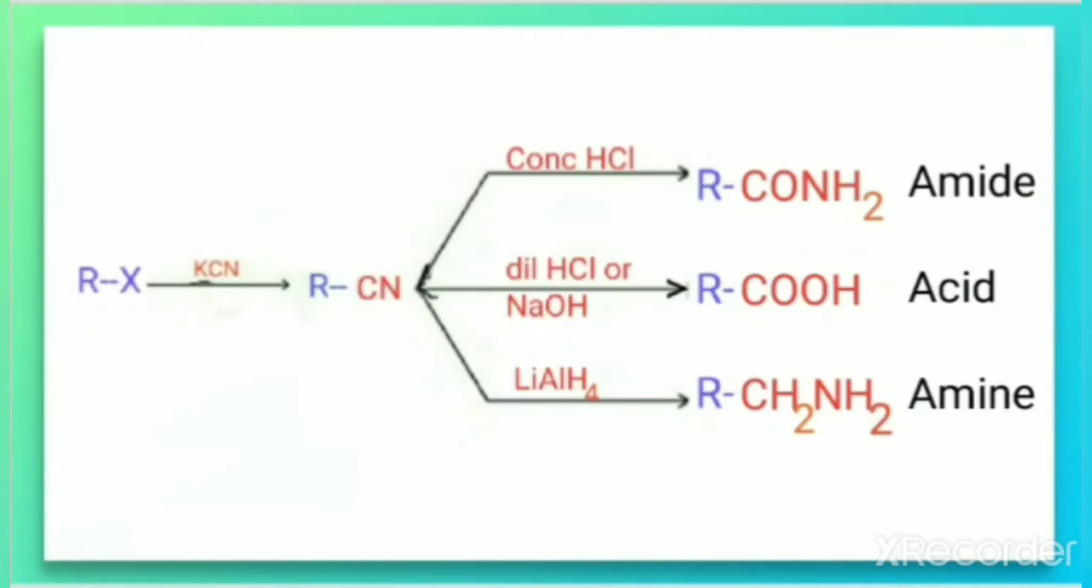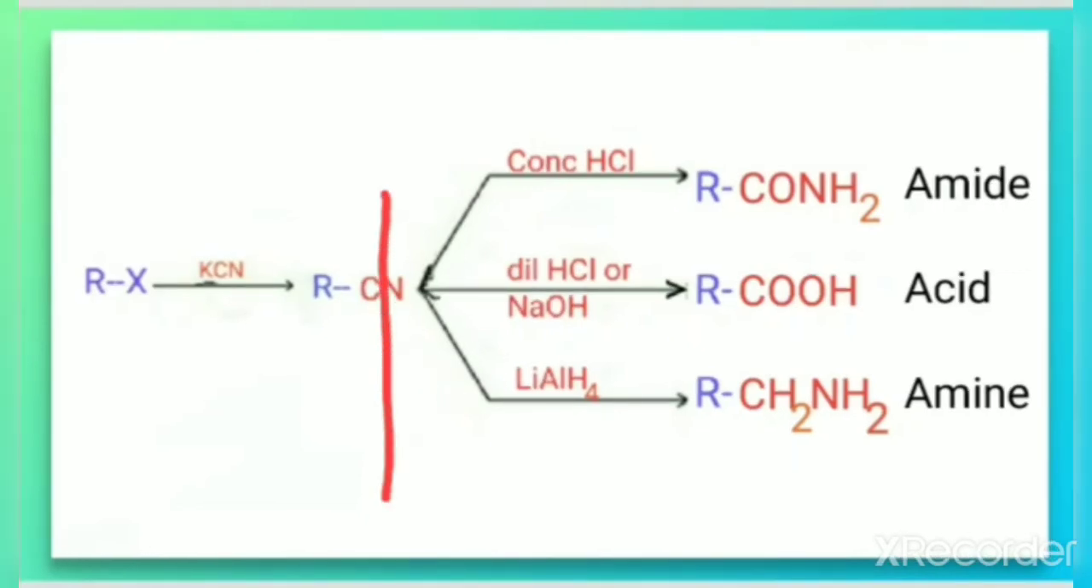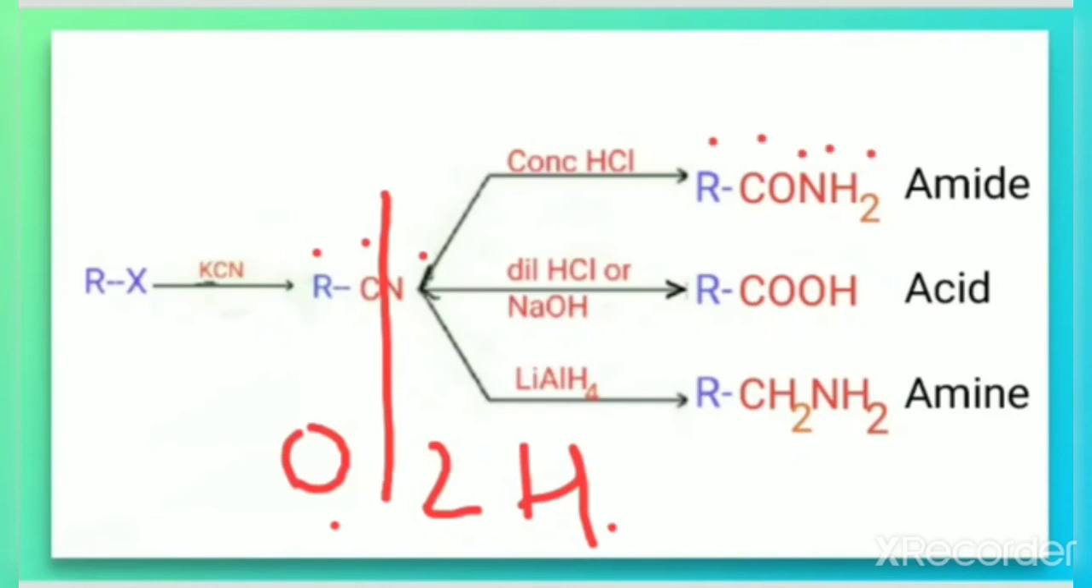In the first case, that is formation of amide, here CN having a triple bond, that is C triple bond N, is there. So that bond will break, and one oxygen will be added here, two hydrogen here. So we get the product RCONH2.